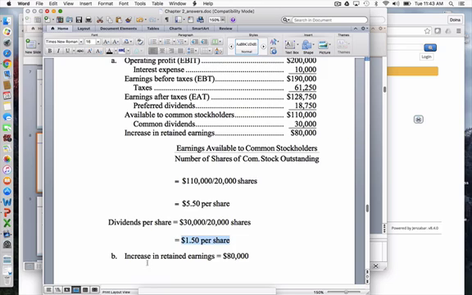And for B, how much was the increase in retained earnings? Well, we just discussed earlier that this is the difference between common stockholders' money for the period minus the dividends.